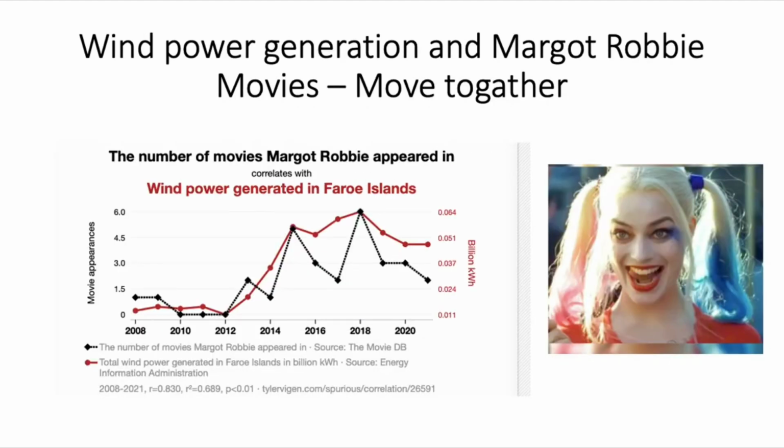How about this? When Margaret Robbie appears in movies, as the number of movies she's appearing in goes up, wind production generated in this particular island goes up as well. So obviously, what we can see over here is that although these two things are correlated, they're moving together. One is not causing the other, and since it's not causing the other, we're not able to say that one results in the other. It's just two things moving together.